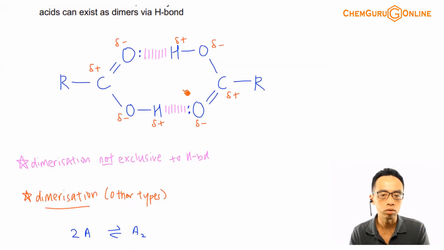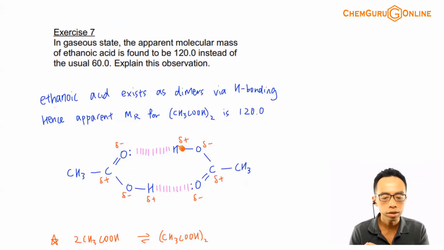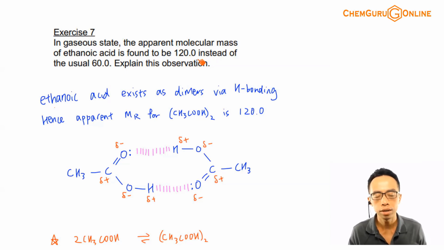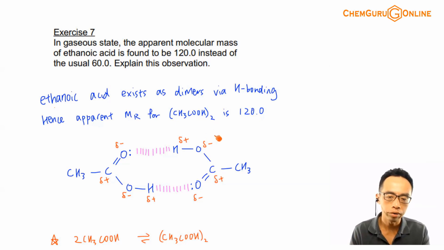So forming this dimer, I don't think is that much of a problem. It's also quite easy for me to draw. So let's use exercise 7 to reinforce this idea. In the gaseous state, the MR of ethanoic acid is found to be 120 instead of the usual 60. So obviously it doubles, which makes it very obvious. I know that it forms a dimer. What we will do is explain that this molecule can form a dimer via hydrogen bond, so therefore the apparent MR will double. Then we just draw this dimer out.